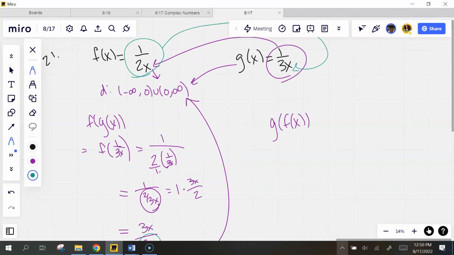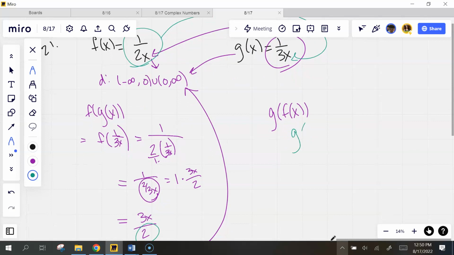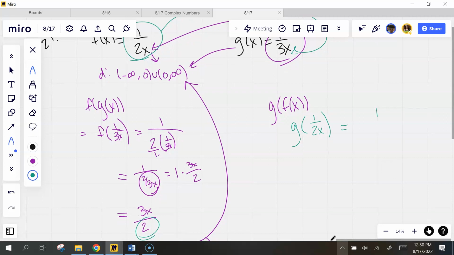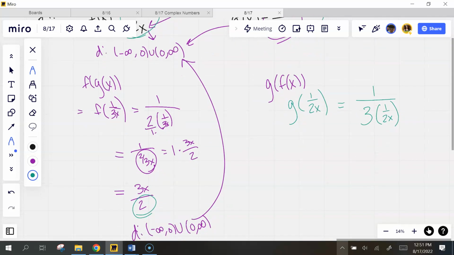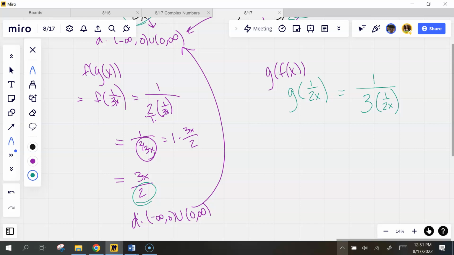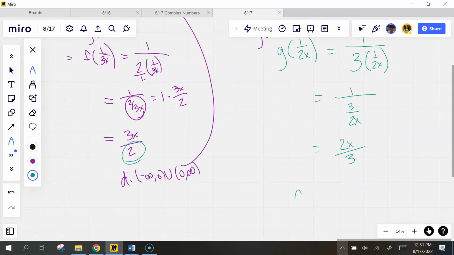Let's go the other way with it. So g of f of x, so g of 1 over 2x. So 1 over, remember this was 3x. Same thing, top times top and bottom times bottom, and flip it over. Again, there is nothing I could plug in for x that's going to force the bottom to be 0, so my domain is still that combined domain.